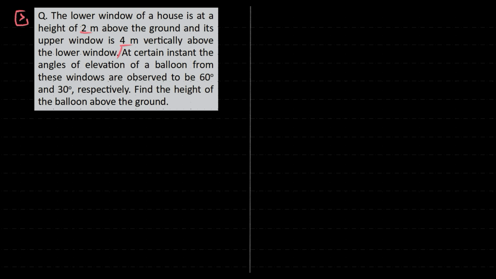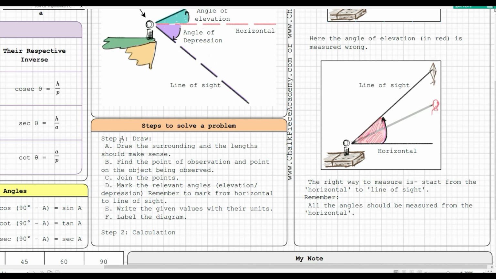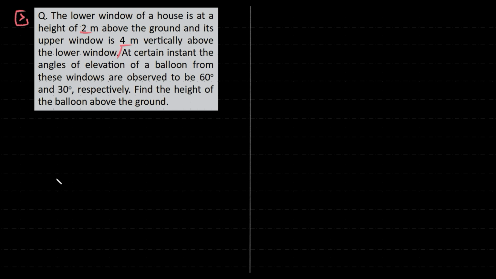So what is the fundamental idea over here? You have to strictly follow this. You should draw the surroundings, that is, the structure and everything, and it should make sense. Find the point of observation and the point on the object being observed. Join the points. This is the initial thing that we have to do.